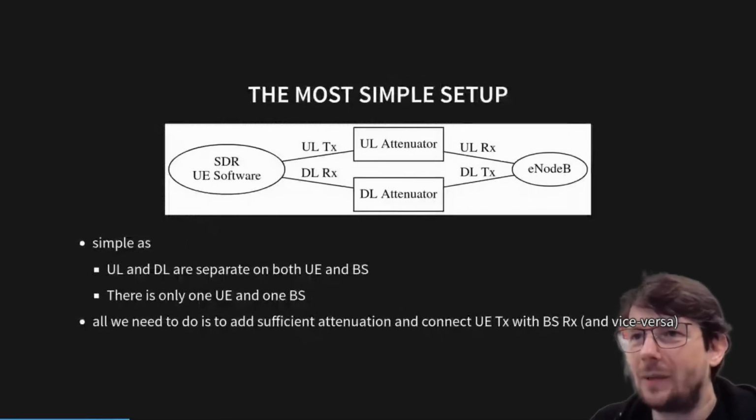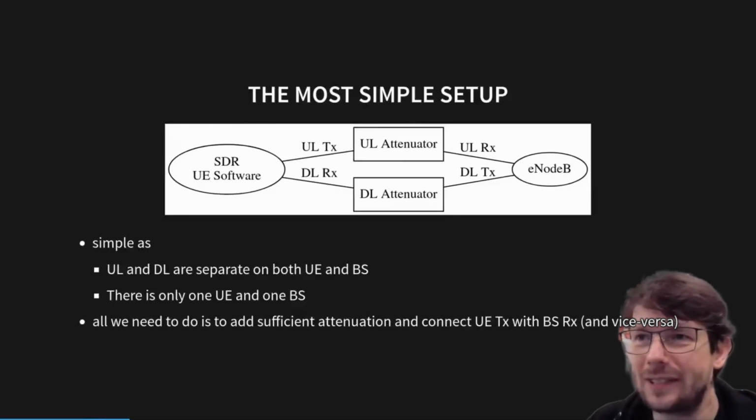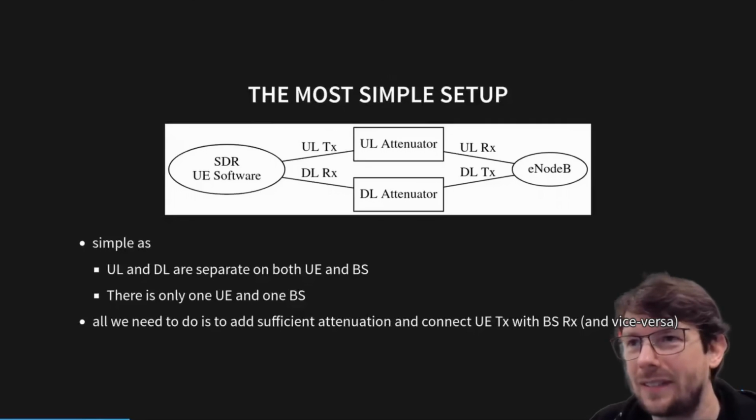Yeah, so let's look at the most simple setup that we can imagine. Imagine we have a user equipment implemented in an SDR, and SDRs have different RX and TX ports, unlike most other user equipment, which we will cover later. So this is what makes the setup particularly simple. So we have the user equipment with separate RX and TX ports, SMA connectors or whatever. And we have the eNodeB or the base station on the other end, which also has separate uplink receive and downlink transmit ports.